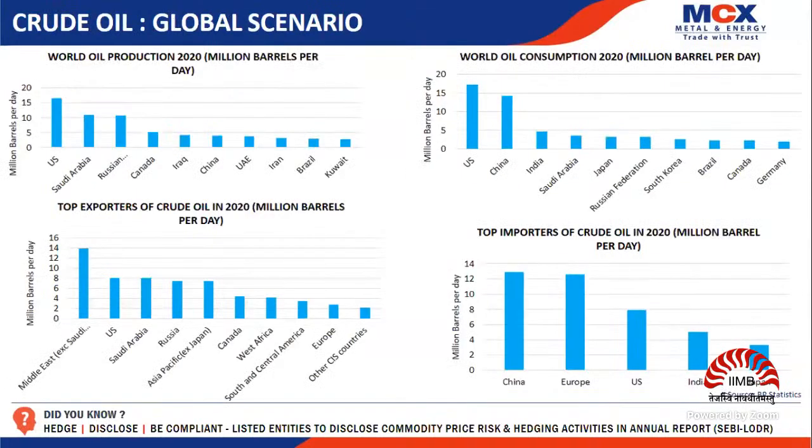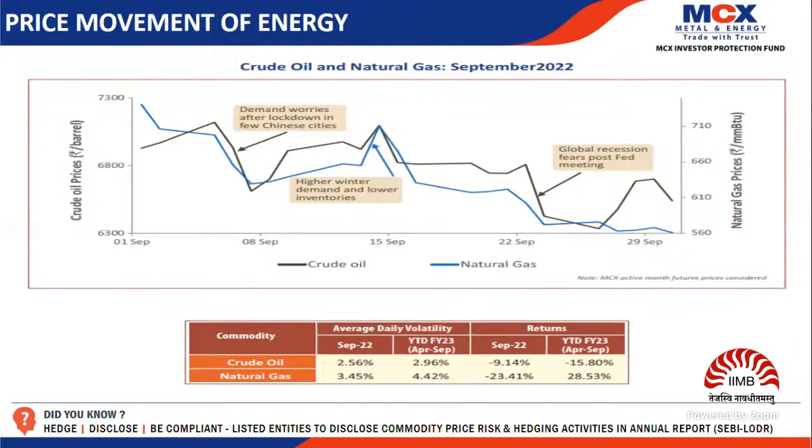These are some figures for the major producers, consumers and exporters. On consumption, India is one of the major consumers and also one of the major importers. Some factors, again, are demand and supply. There were demand worries because in China there is a lockdown in some parts, so we have seen prices fall in crude oil. And natural gas prices were hiked because of weather forecasts and a higher winter, so prices surged in natural gas.